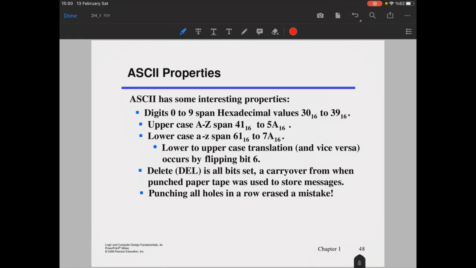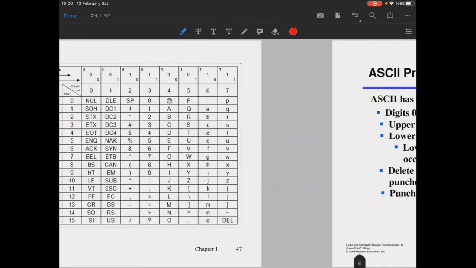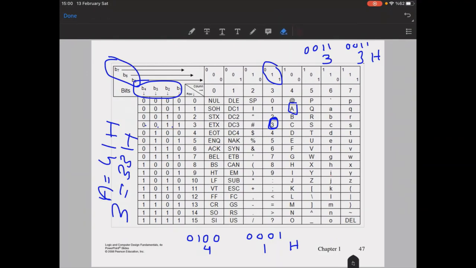these are the properties of ASCII coding, like the decimal values are ranging from here to here, and uppercase letters from here to here, and lowercase letters from here to here. And the delete is reserved for all bit set. You see here, this one is for all bit set. See, all ones.